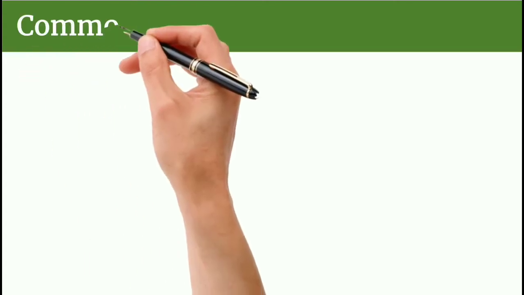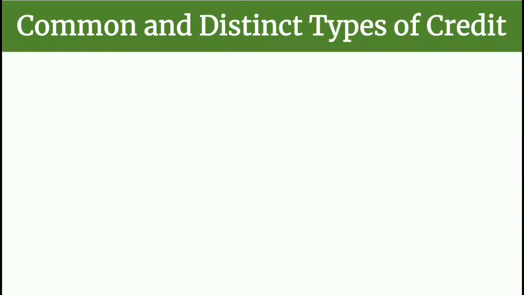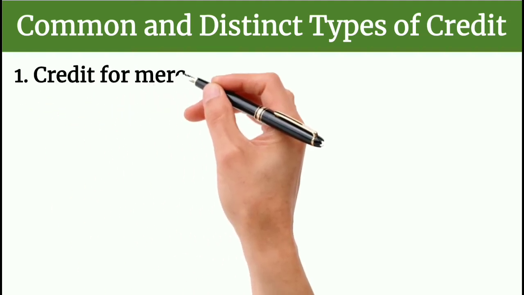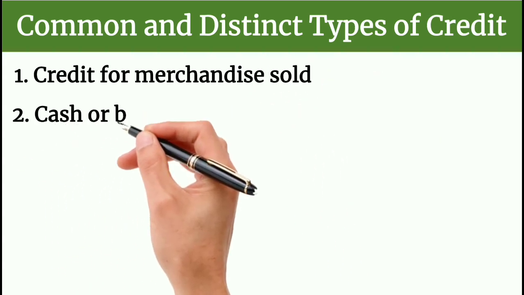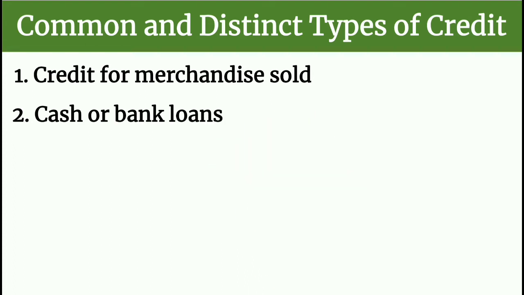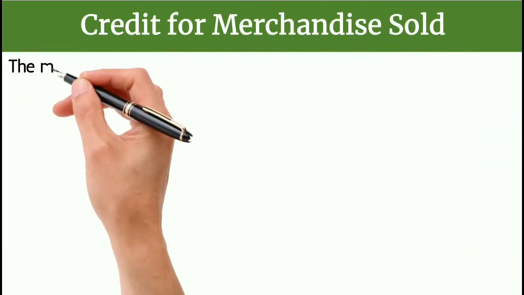Before we calculate the true costs of credit, you should know that there are common and distinct types of credit. There are two common and distinct types of credit, and they are first, credit for merchandise sold, and second, cash or bank loans. Unahin natin yung credit for merchandise sold.